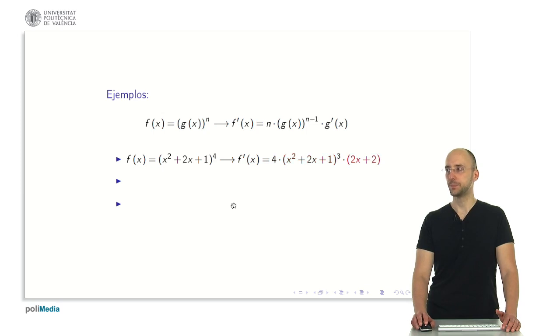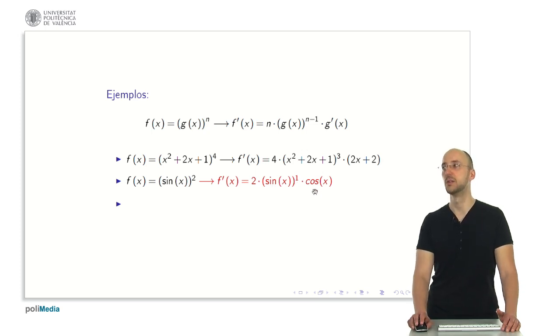Another example, sine of x squared is the same. I have a function, and the n here is squared. So how do we differentiate this? The 2 comes down in front, the sine remains unchanged, we subtract 1 from the exponent, and then we multiply by the derivative of the sine, which is the cosine.